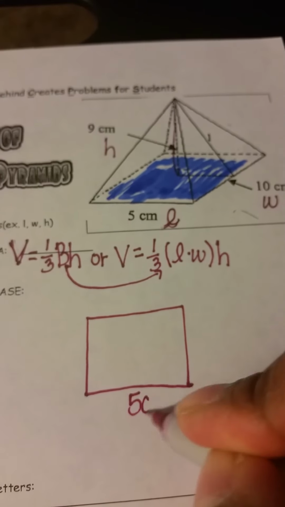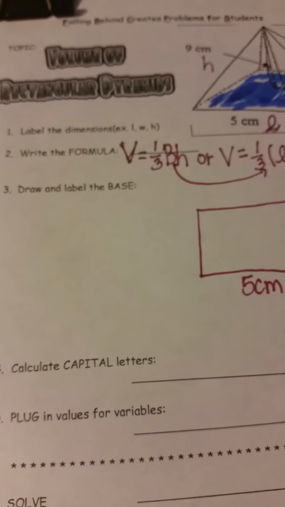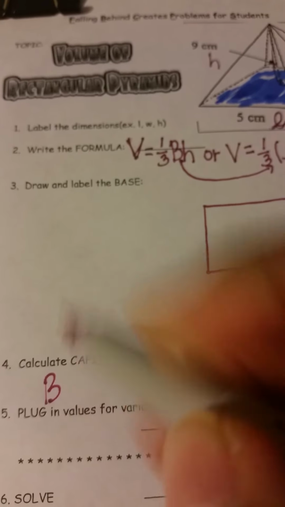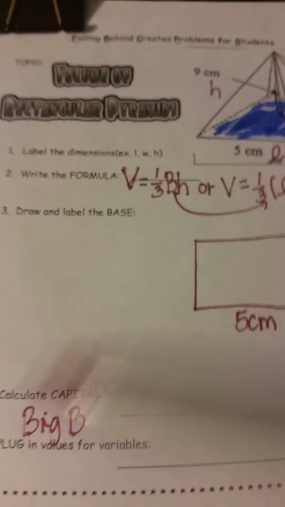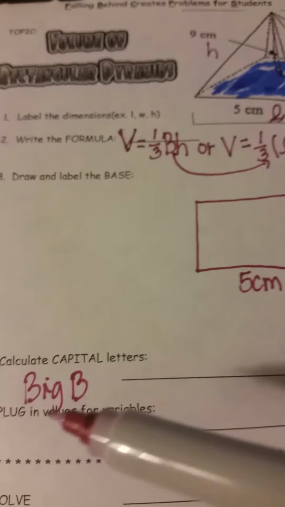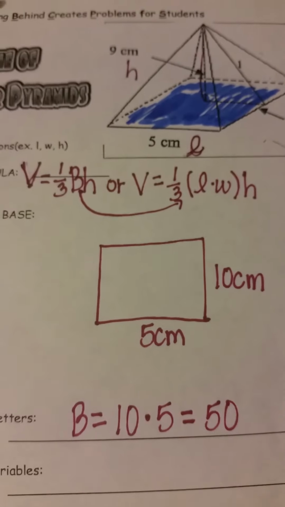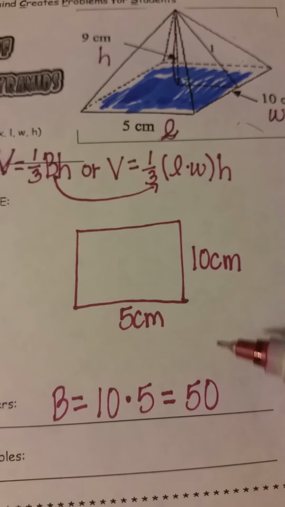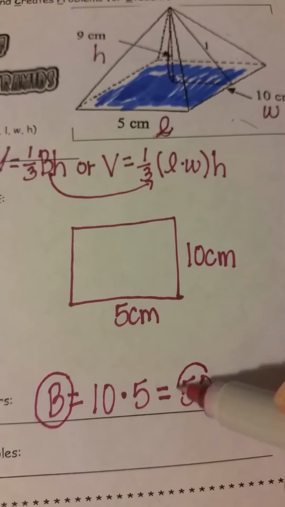Okay, now I'm going to draw and label my base, which is still a rectangle. Now I'm going to calculate my capital letters, which again is big B. So now what I want you to do is take a second. I'm going to pause, and I want you to calculate what the capital letters is. Okay, you should have gotten big B equals 10 times 5, which is going to give us 50. So big B is 50.